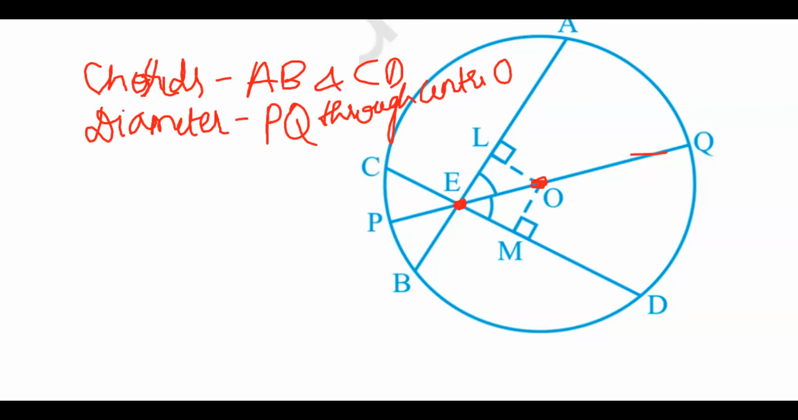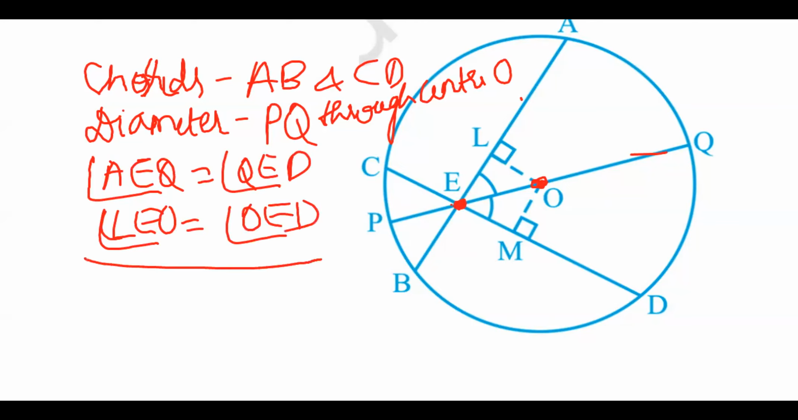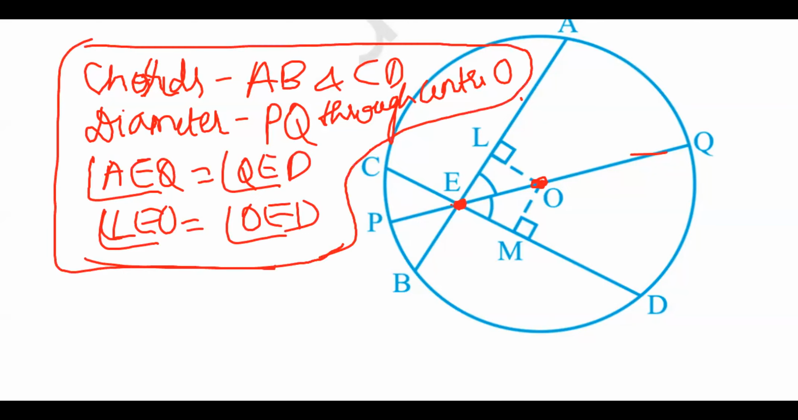And what is given, beta? That the angles formed by the diameter with the chords are equal. So angle AEQ or angle LEO. What is given? Angle LEO is equal to angle, what beta? QEM, QED or OED. This is given, okay? This much is given. Any doubts still here? This much is fine.